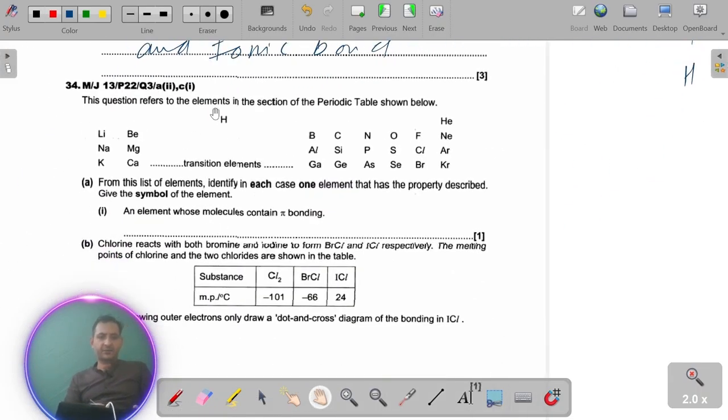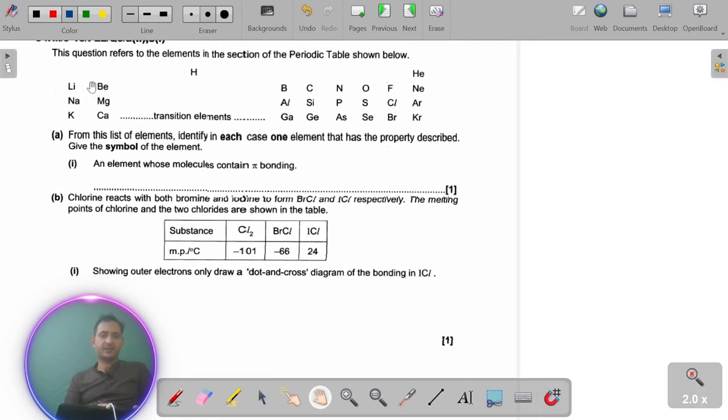The question refers to elements in this section of the periodic table shown below. Okay, group 1 elements, group 2, transition elements, and others. From this list of elements, identify in each case one element that has the property described. Give the symbol of the element whose molecules contain a pi bond. I don't know.